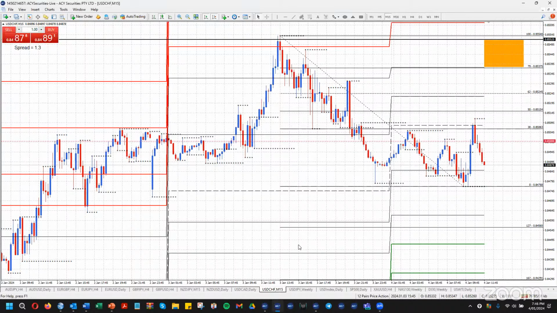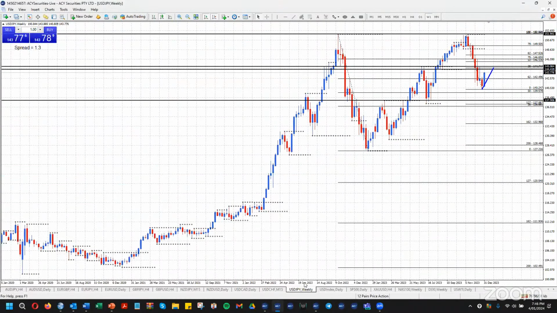Now, dollar yen. Been waiting for weeks for this to have a very lengthy rally back up the range. It would be perfect if it could get back up to this area where it broke weekly support. Can it put in a major lower top on the weekly chart? That's a long time away from happening at the moment.